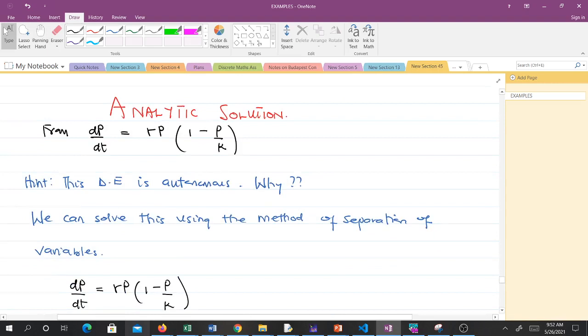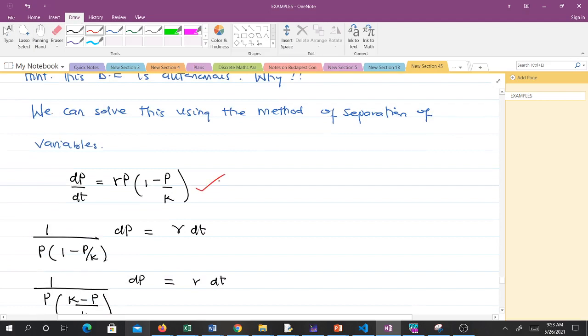So now let's go to the analytic solution. So we have dp/dt equals rp times 1 minus p over k. And this differential equation is autonomous. Do you know why? Okay, it's because you see the independent variable here is t, and on the right hand side we don't have t there, so that's the reason why this is autonomous. Okay, so we can solve this differential equation analytically using the method of separation of variables.